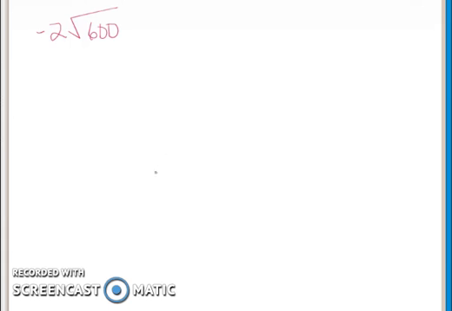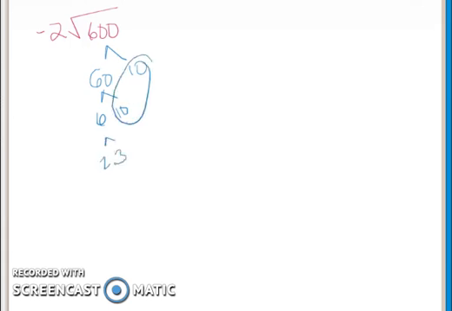Alright, this one's not on your paper, but I thought it'd be worthwhile going over again. Another one where we can kind of just break it down. So let's go ahead and do that. We get a couple different ways we can do this. I'm going to do 60 and 10, and then I'm going to do 6 and 10. And right off the bat, I see 10 I can pull out.